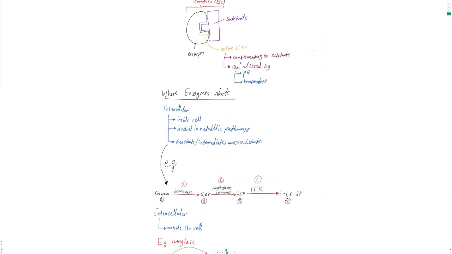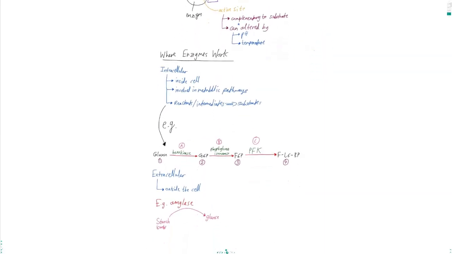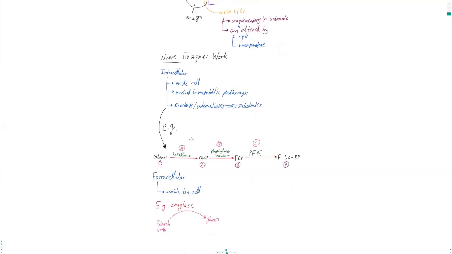I then talked about where enzymes work, and here I discussed intracellular versus extracellular. So intracellular enzymes work inside the cell, whether that be within the cytosol or within compartments within the cell, such as the nucleus or the mitochondria or endoplasmic reticulum or chloroplast, if it's a plant cell, and so on.